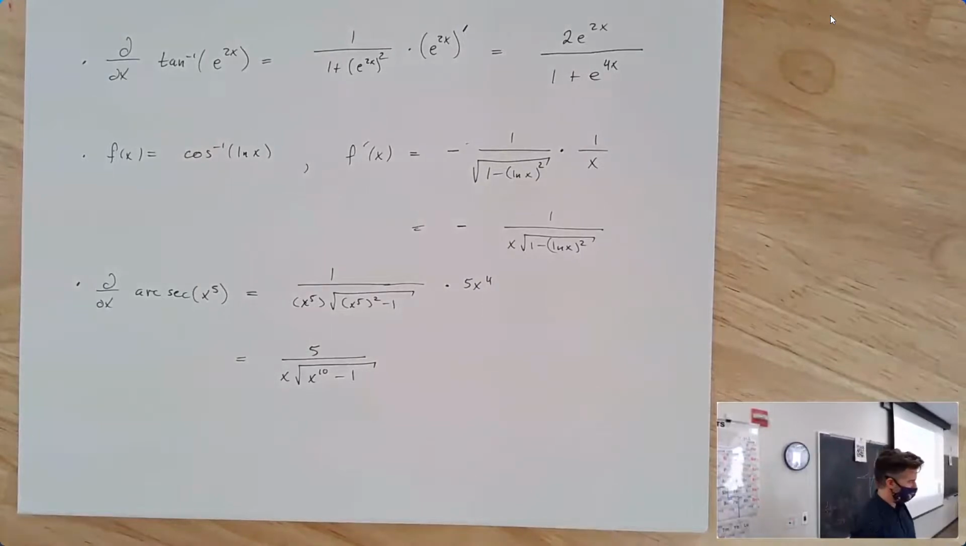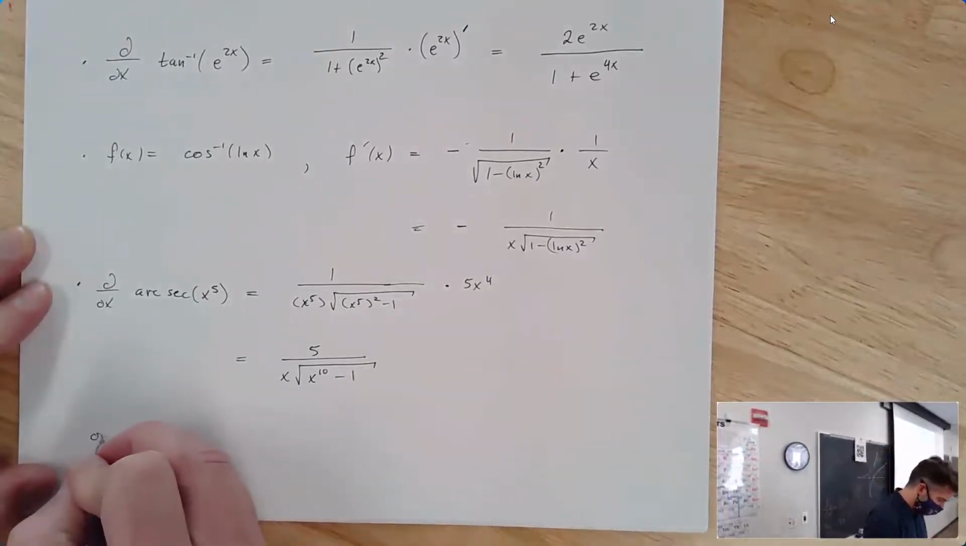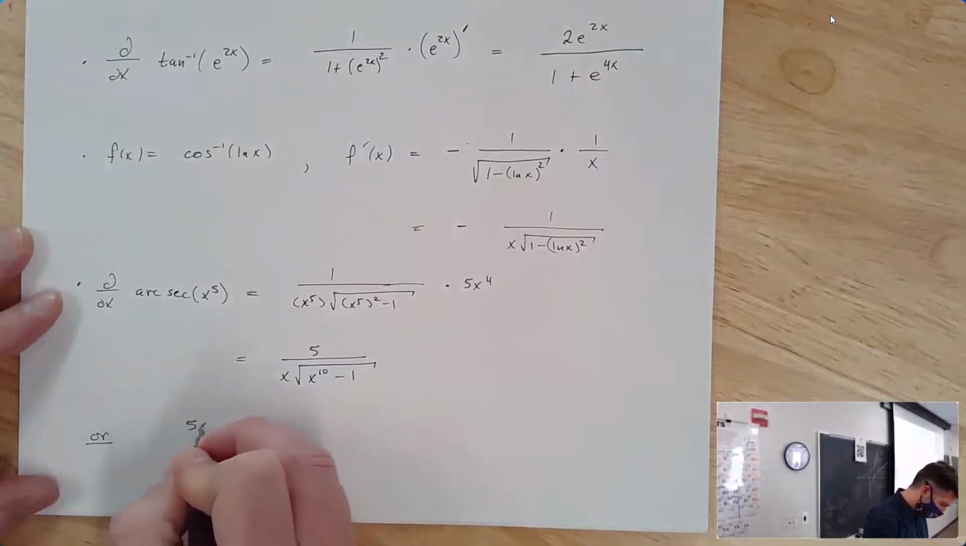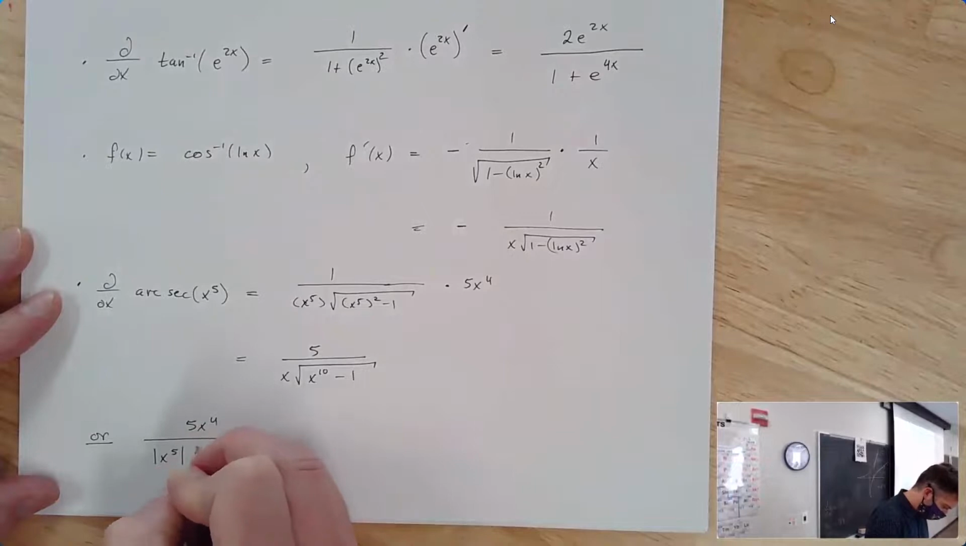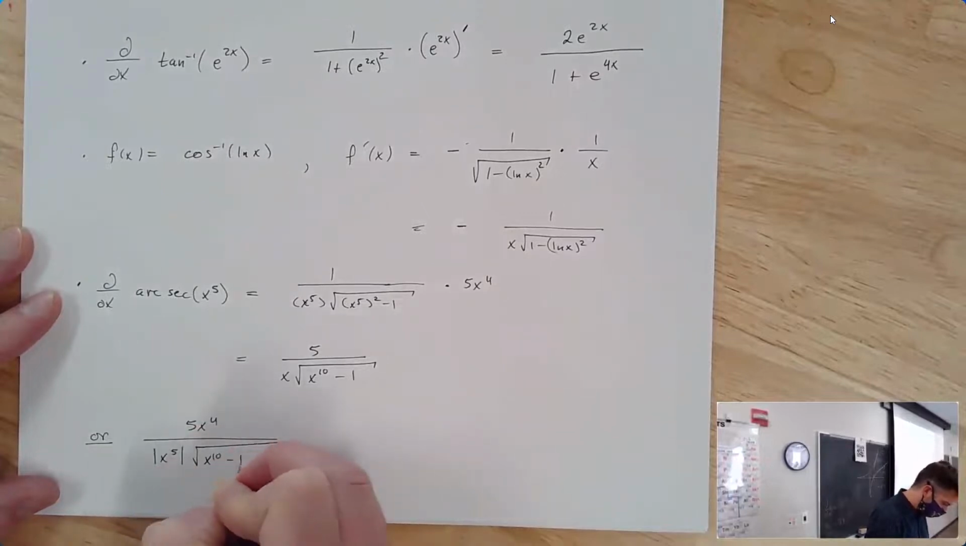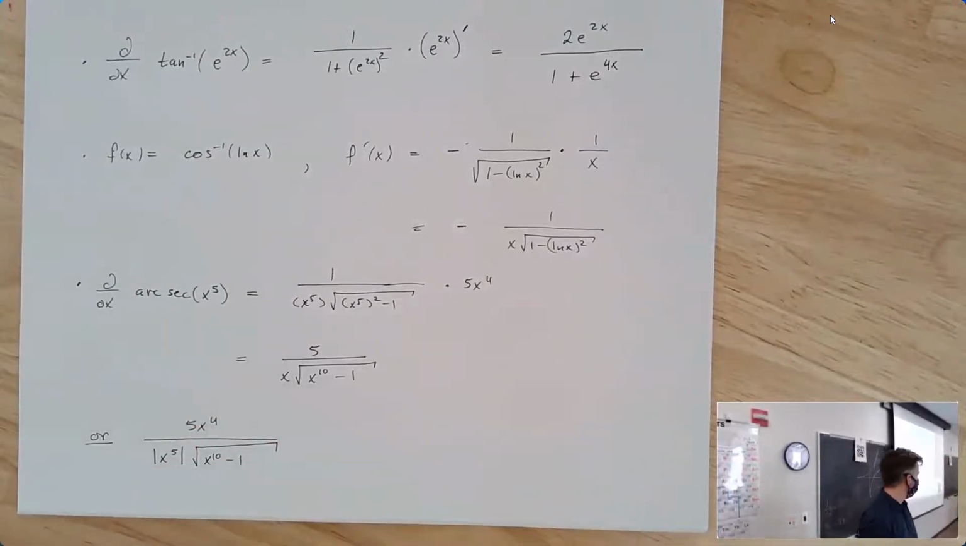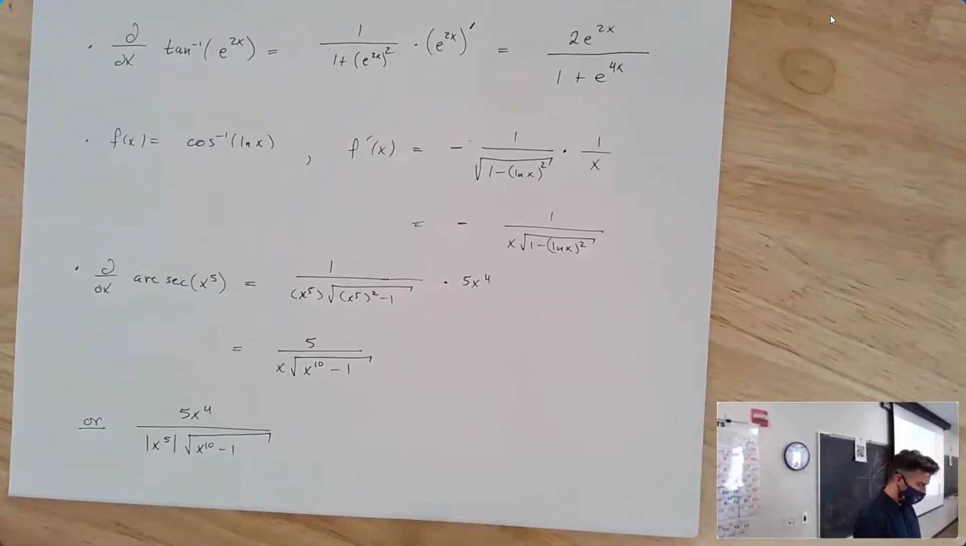Does anyone know which version of these derivatives they are using? It's okay if you don't, but if you do know, I can certainly tailor it to do it the other way if you wanted. I suppose our answer could be 5x to the 4th over the absolute value of x to the 5th times the square root of x to the 10th minus 1. Of course, he doesn't do absolute value. Okay, good to know.